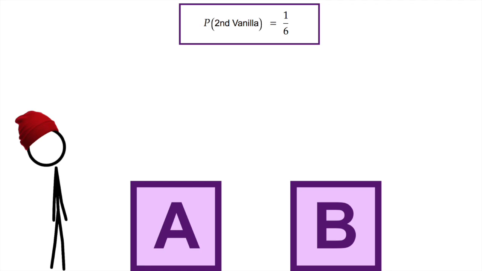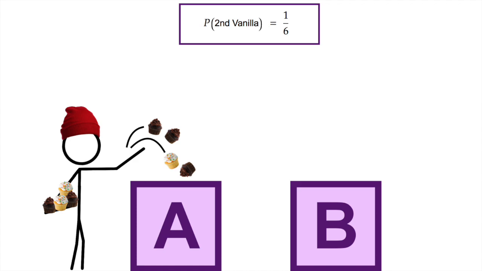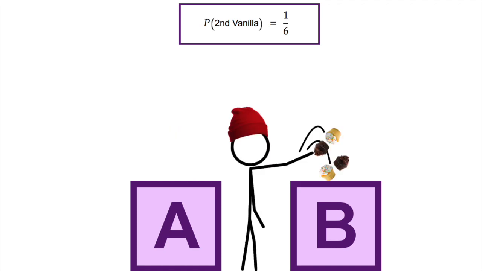And then naturally we go and do what any good normal person does. We grab a couple of boxes and a bunch of chocolate and vanilla cupcakes. We put 3 chocolate cupcakes and 1 vanilla in one box. And then we put 2 chocolate and 2 vanilla in the other box. And then we start playing this little game.